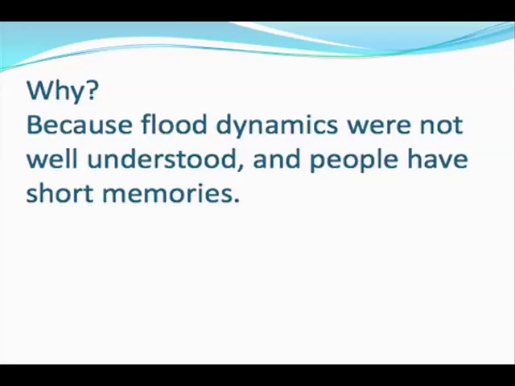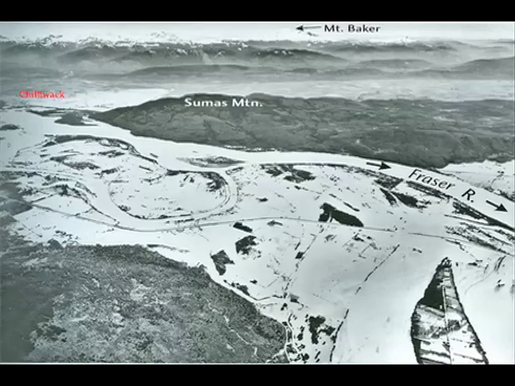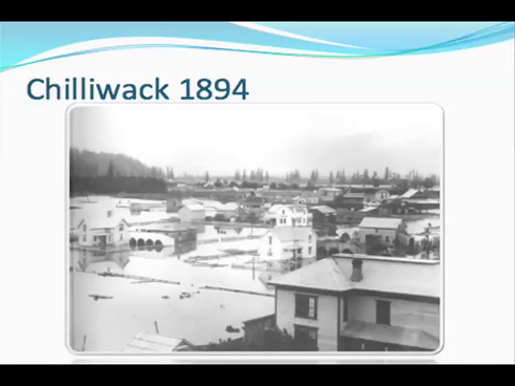So why have society and civilization gone down this route time and time again? Because flood dynamics were not well understood, and people have short memories. As we see here, this is the 1894 flood in the Fraser Valley. This area is actually still fairly well developed. If you see where Chilliwack is there, that's what the rivers do during big floods. But that area is relying upon man-made dams and dikes and sediment and dredging, which costs money, maintenance, inspection, armoring, all to try and keep Chilliwack and all the other surrounding communities in the lower mainland from being put underwater.